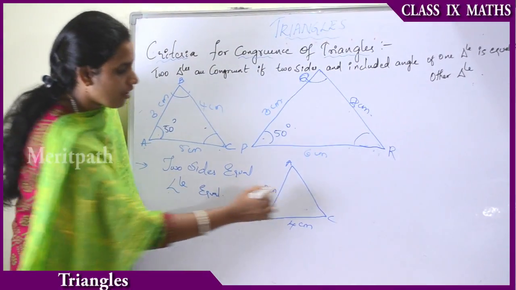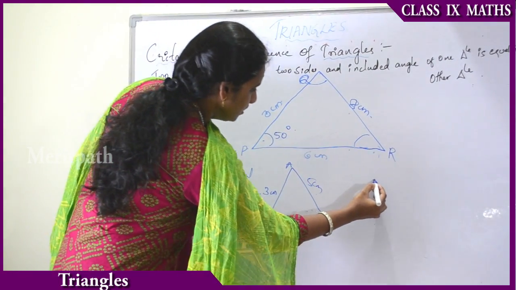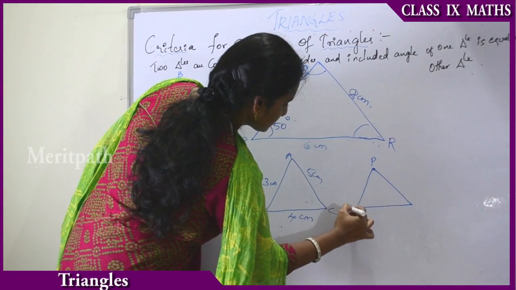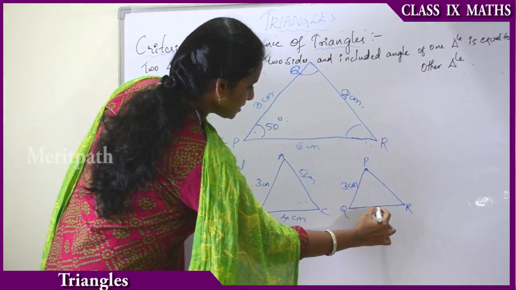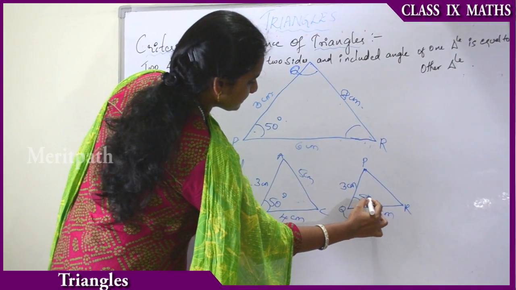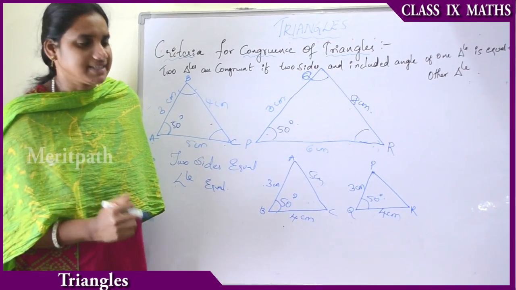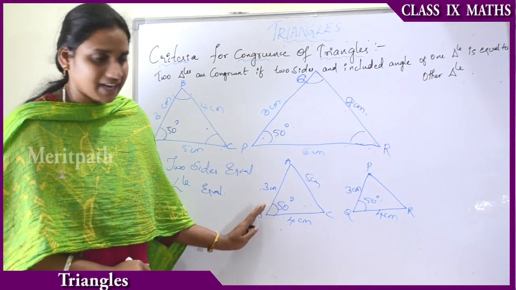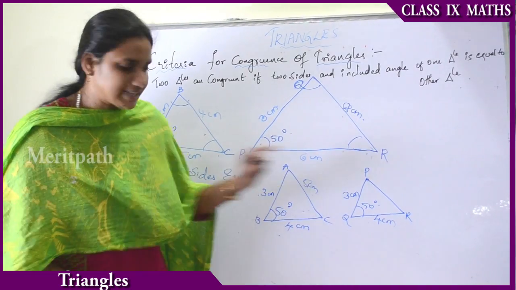Taking a triangle of sides 3, 4 and 5 centimeters, and another triangle of sides 3 centimeters and 4 centimeters with an angle of 50 degrees each. Now let us see, are these two triangles congruent to each other? The figure is small, but the measures I took are exactly correct. That is, AB having 3 centimeters and PQ having 3 centimeters.